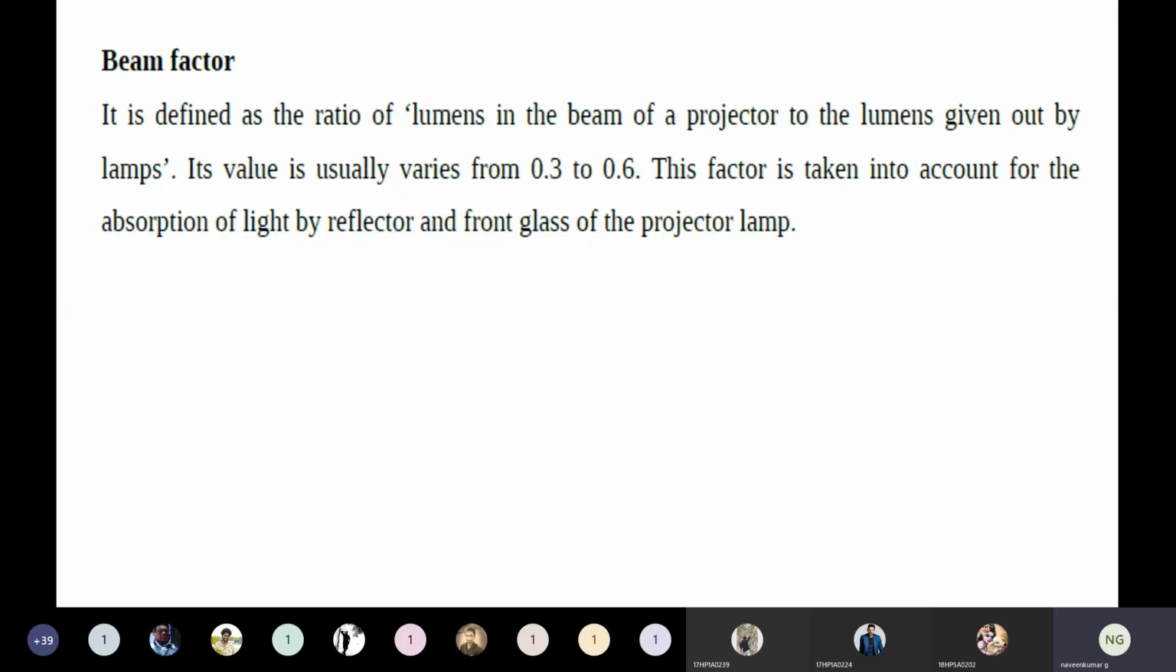Usually its value varies between 0.3 to 0.6. Usually you observe the beam factor predominantly in floodlights and projector lamps. These kinds of floodlights you observe in big playing stadiums, cricket grounds, football grounds, rugby stadiums, dockyards, shipyards, where you use flood lighting, projector lighting, etc. So this beam factor is very important, varying between 0.3 to 0.6.